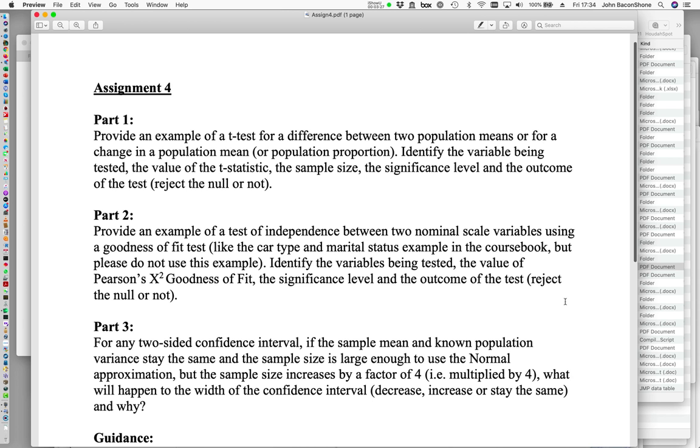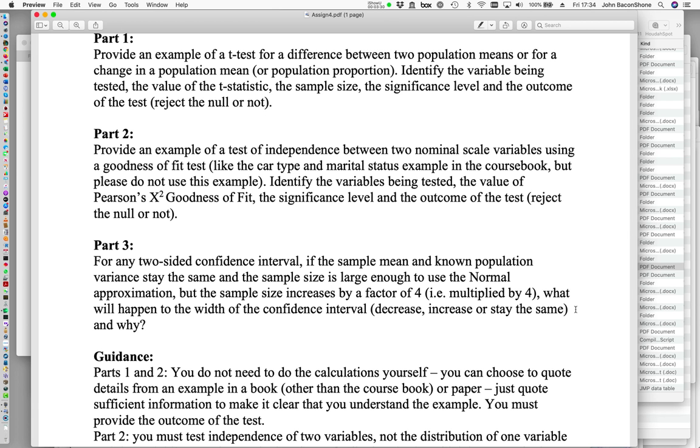And then the third part is for any 2-sided confidence interval, if the sample mean and known population variance stay the same, and the sample size is large enough to use the normal approximation, but the sample size increases by a factor of 4, what will happen to the width of the confidence interval? Will it decrease, increase, or stay the same, and why? So this is basically to check whether you've understood how the sample size affects confidence intervals.